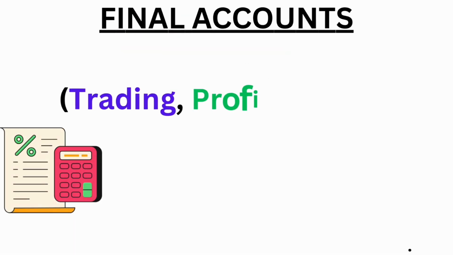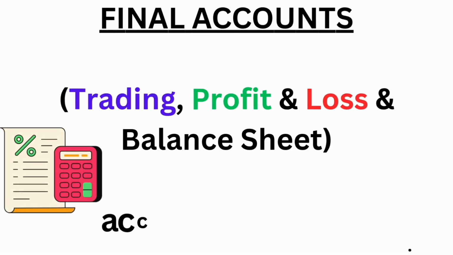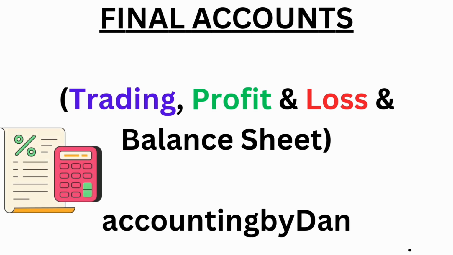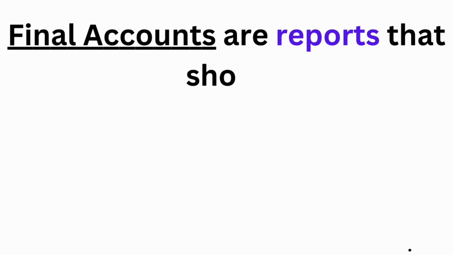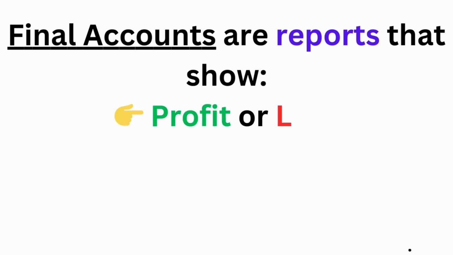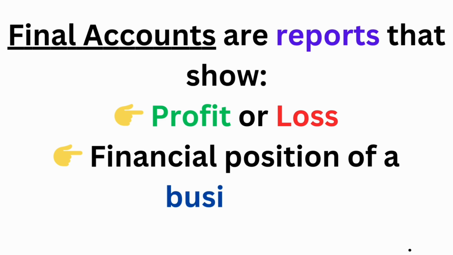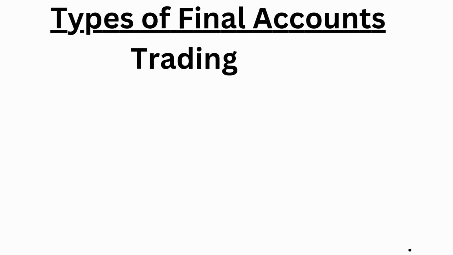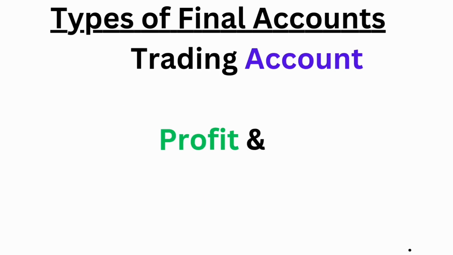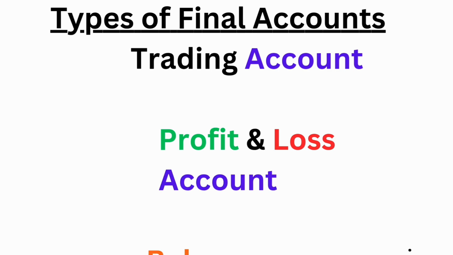Welcome to lesson 5. Today we are going to learn about final accounts in a very simple way. So let's get started. Final accounts are financial reports prepared at the end of the trading period. They show whether a business made profits or loss and also reveal the financial position of the business. There are three main types of financial accounting: the trading account, the profit and loss account, and the balance sheet.